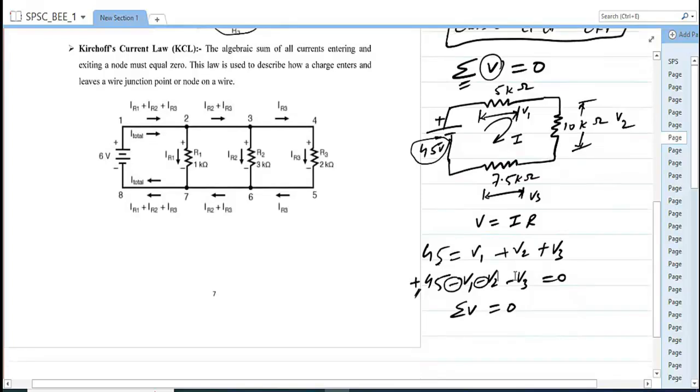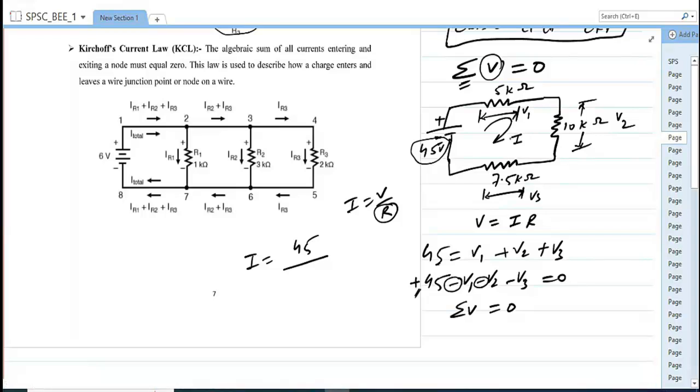So first of all, how to calculate V1, V2, V3? For calculating V1, V2, V3, we need to calculate this current I, and for calculating this current I, we need the total resistance. We know I is equal to V upon R, and total resistance is 10 plus 5 plus 7.5, which is nothing but 22.5 kilo ohm.